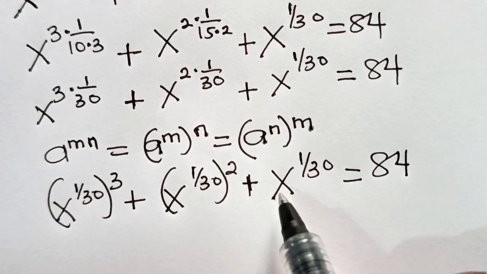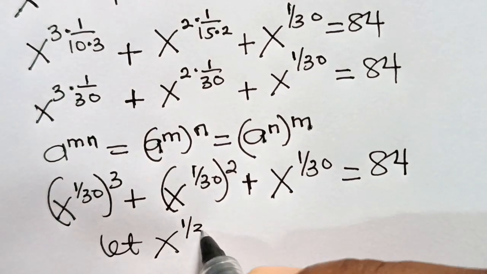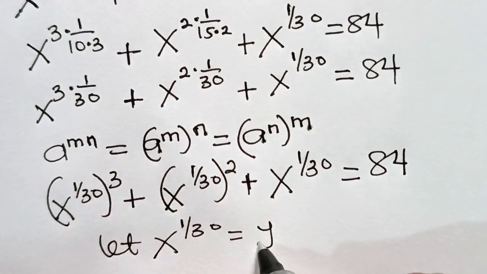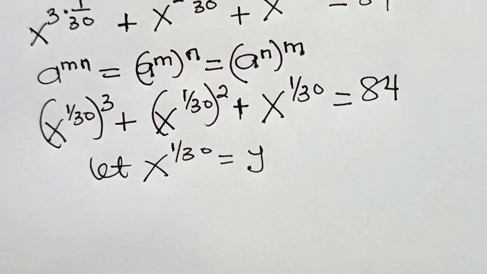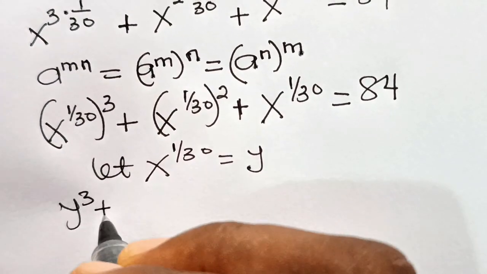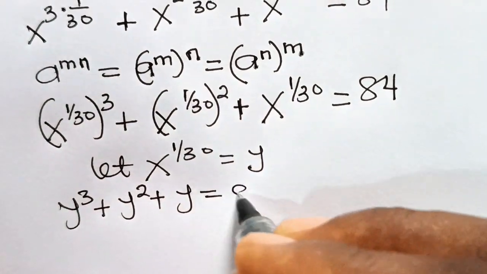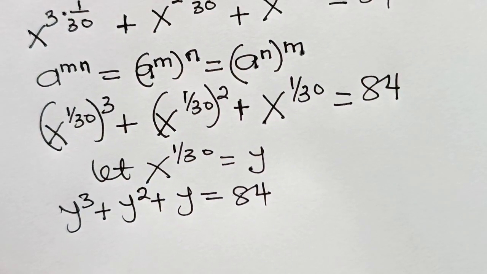Now if we continue, we have x to the power of 1 over 30 in each term. We can say let x to the power of 1 over 30 be equal to y. So if we say that, that means we have y to the power of 3 plus y to the power of 2 plus y is equal to 84.